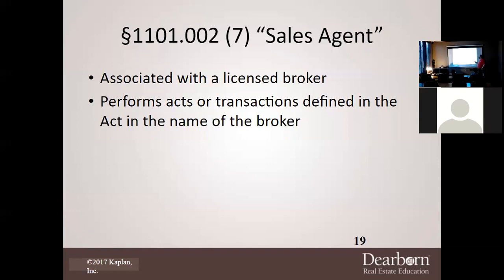That's right. A sales agent is associated with a licensed broker, and the broker is the one that activates your license. So they perform acts or transactions defined in the act in the name of the broker. Stefan, does this say anywhere up here under broker that it means client?